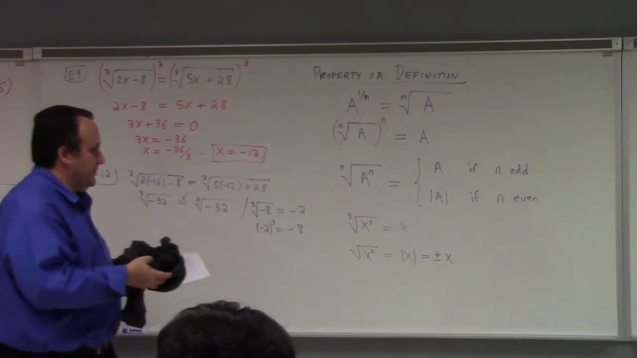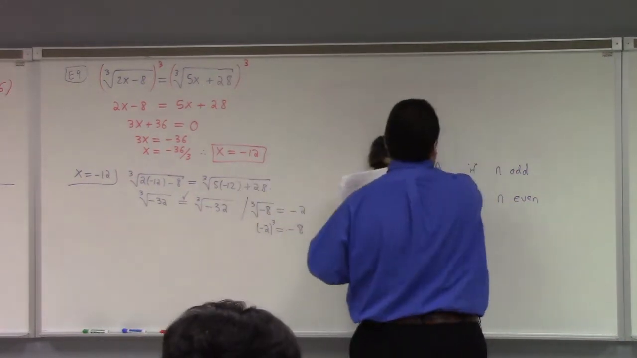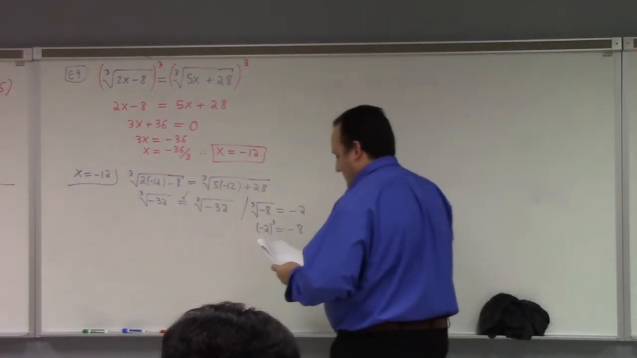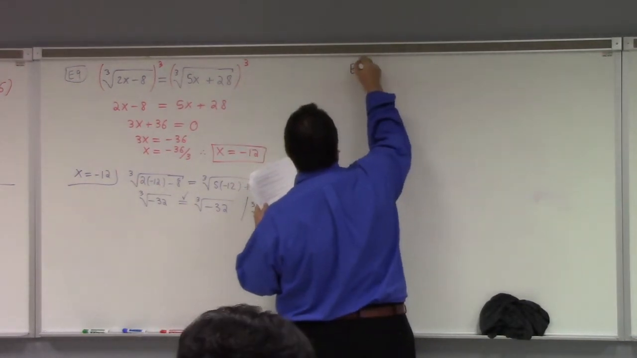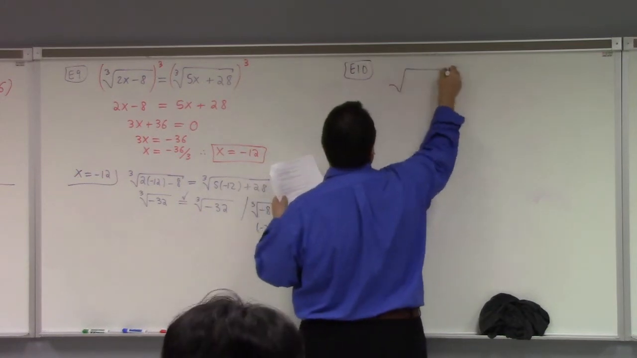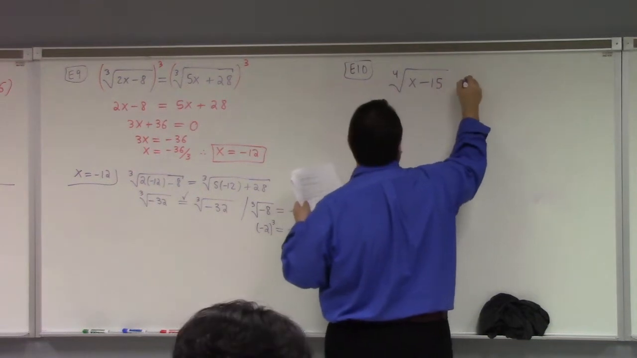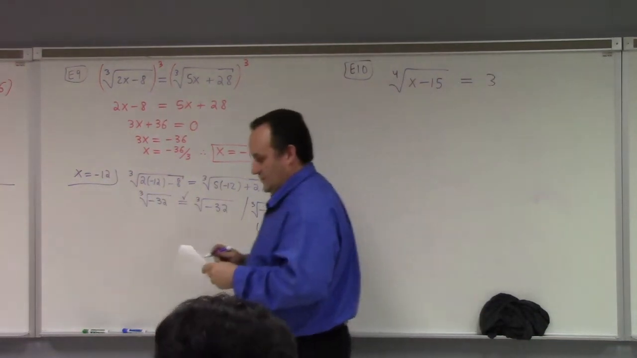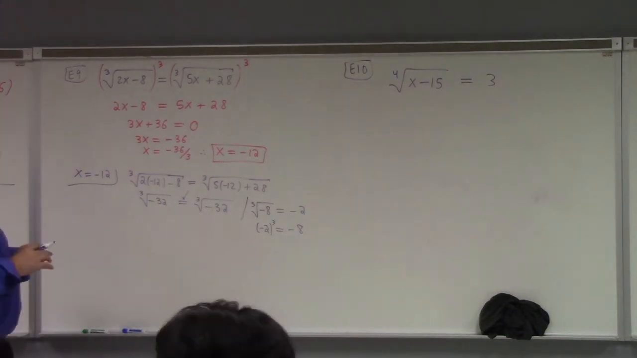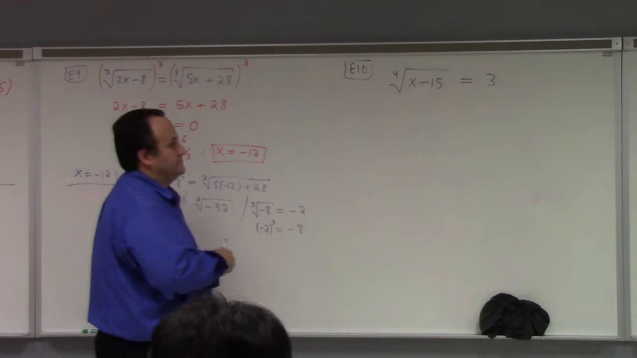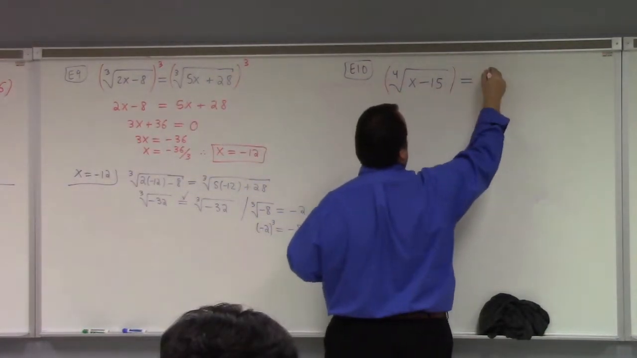Next up, ooh, a fourth root. Wow. Fancy. Let's see here. So we've got the fourth root of x minus 15 equals 3. So here, we take both sides, and we raise them to the what power?